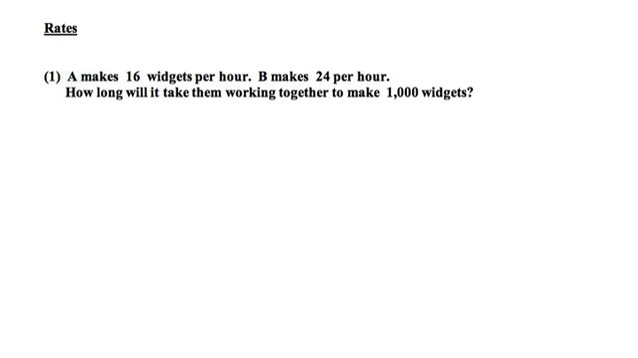Here we have a rate problem. If you want to try this on your own, you can pause the screen now. If you remember that a rate is a ratio with the measurement in the denominator being 1. So here A makes 16 widgets per hour. So 16 widgets in 1 hour. And B makes 24 per hour. I want to know how long will it take them together to make 1,000 widgets.